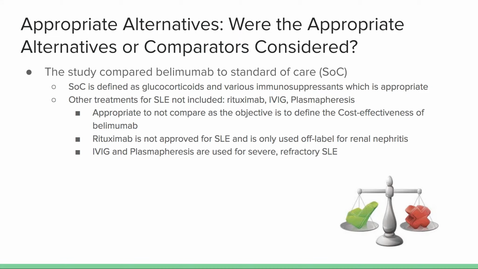Those are the objectives. We will also wonder about the alternatives. Are they appropriate for this kind of comparison? The alternative listed was the standard of care. This was defined as glucocorticoids and various immunosuppressants. We pulled up some other guidelines that deal with lupus, and we determined that this is appropriate. These are appropriate medications that it should be compared to. Of note, some medications they excluded, and that's perfectly fine because those medications were more for refractory lupus or medications that don't have actual FDA approval.